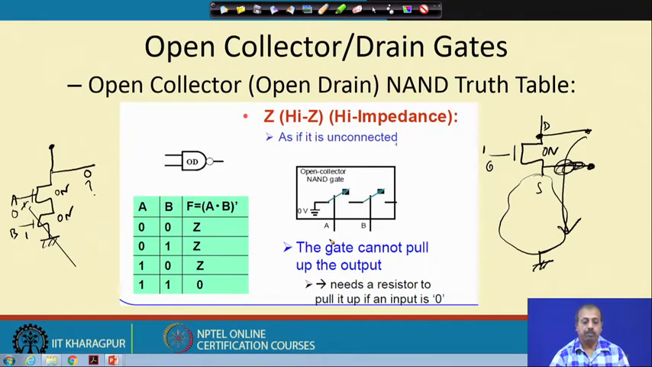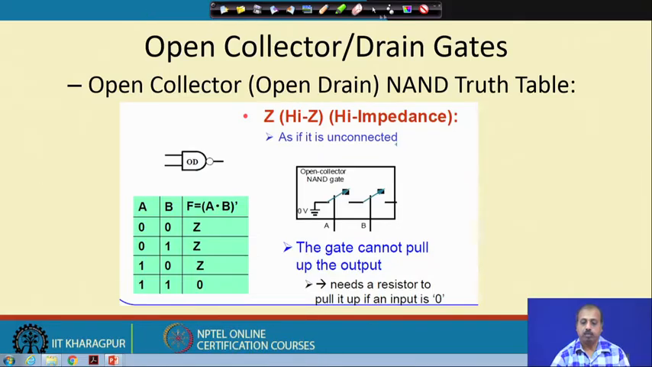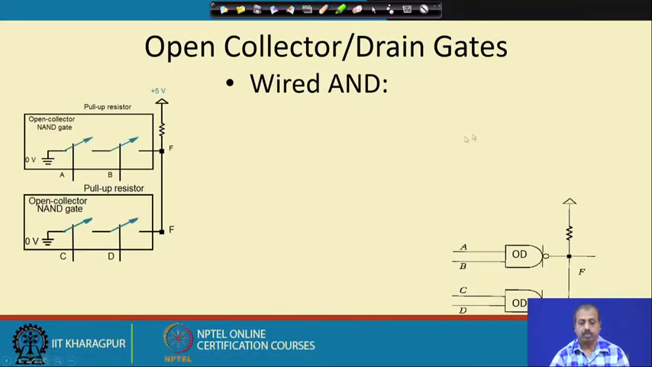So, what to do if I do not have any connection to the supply voltage? What it says is that you need a resistor to pull it up when one of the inputs is equal to 0. Let us see how this is done. So, this is the situation. If A and B both are 1, then definitely this F point is getting connected to 0 and it is getting 0 here.